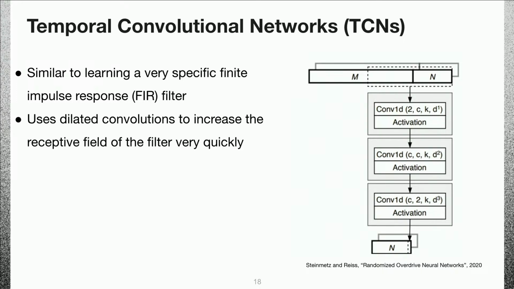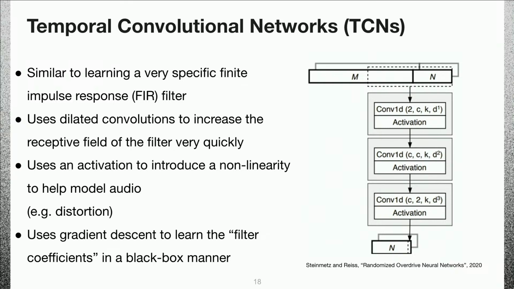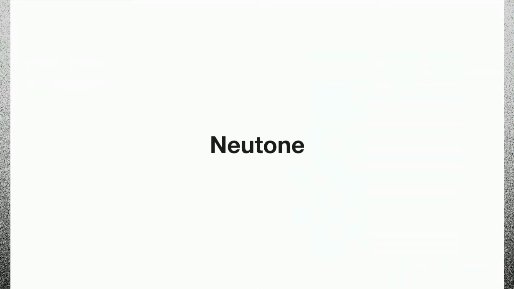So the dilated convolutions increase very quickly. The receptive field is how long the neural network can look in time. And then you add a nonlinearity, like a tanh function or something else, to help it model. And this is also how distortion works a lot of the time with these neural networks. Then you can use gradient descent to learn the filter coefficients over time in a black box manner. So it's a very nice way to model these effects. And you can check it out yourself at the QR code.